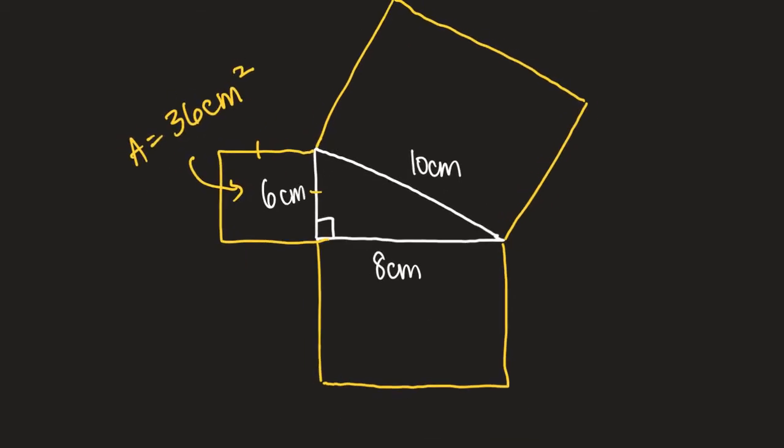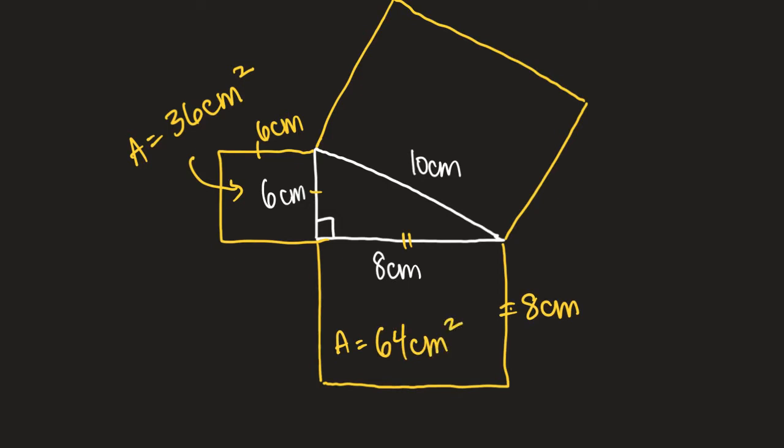Down here, this square down here, if we know this side is 8, we know this side is also going to be 8, right? And I'll just label this here. This is also 6 centimeters. So the area here is going to be 8 times 8, or 64 centimeters squared.